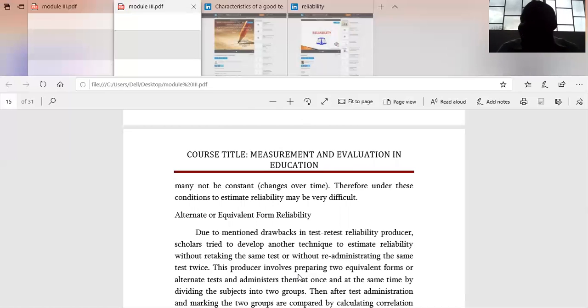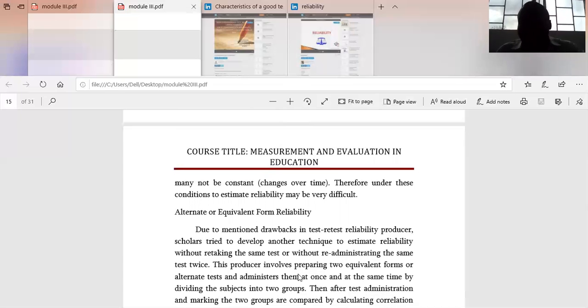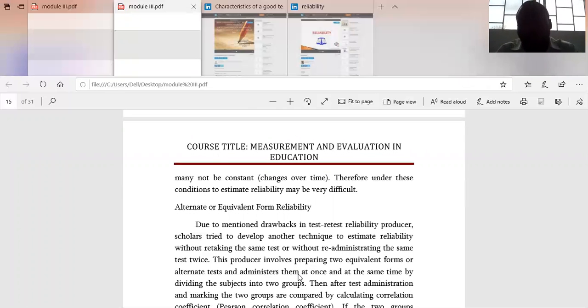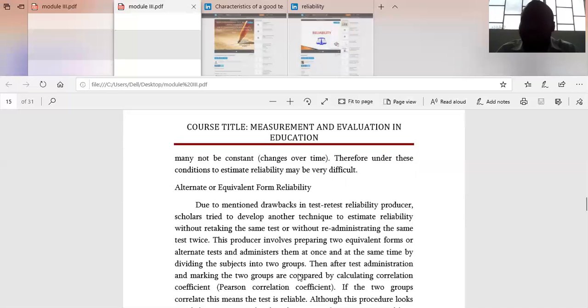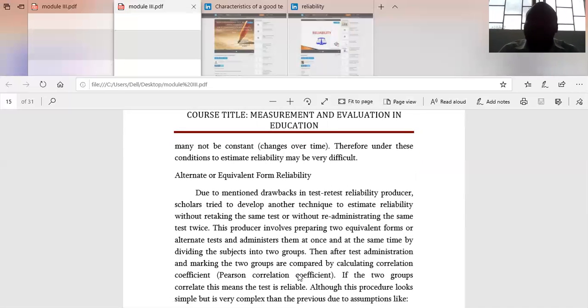That's where it comes to the second type of calculating reliability, which you call alternate or equivalent form of reliability. It tends to deal with the drawbacks of the test-retest reliability procedure. So scholars tried to develop another technique, which is to estimate reliability without retaking the same test or without administering the same test twice. So under this alternate or equivalent form of reliability, you are not repeating the same test at different times.